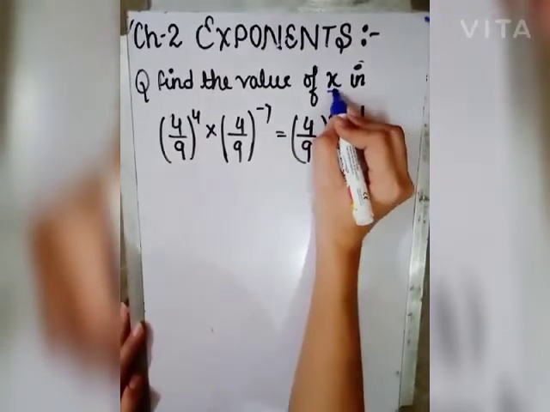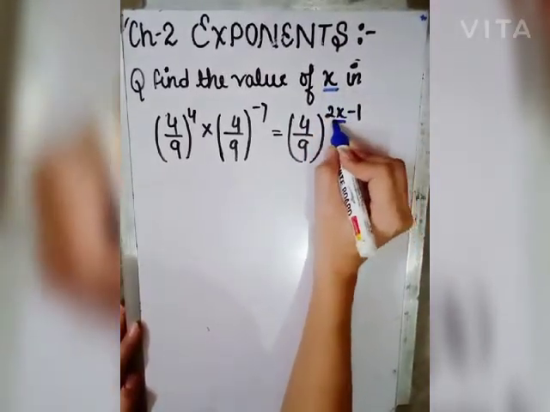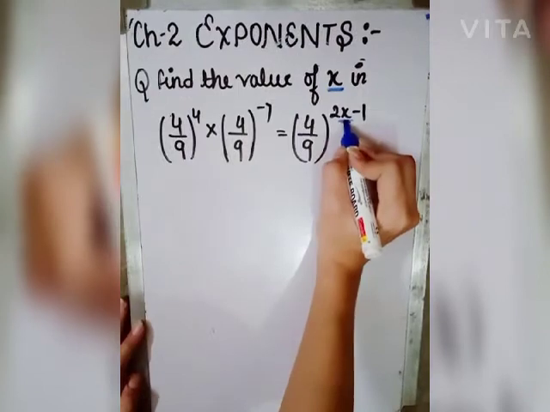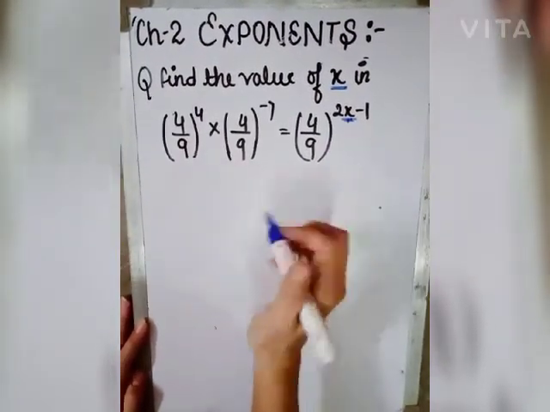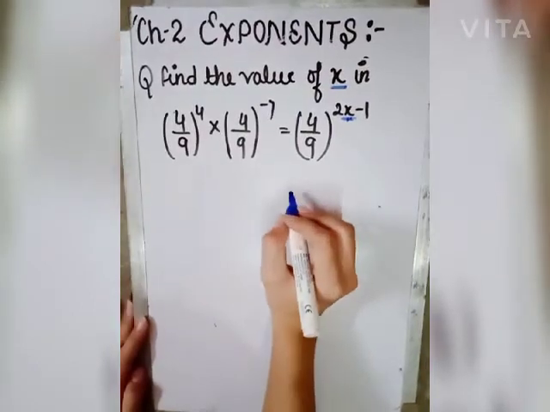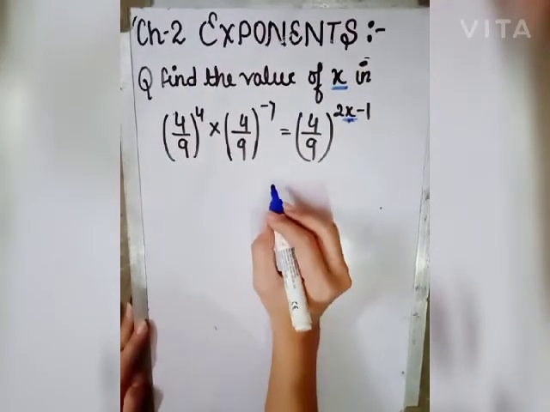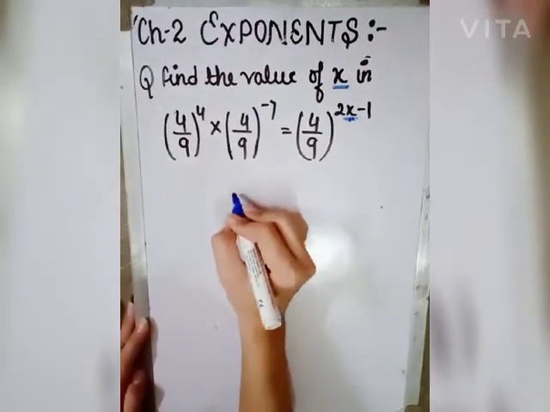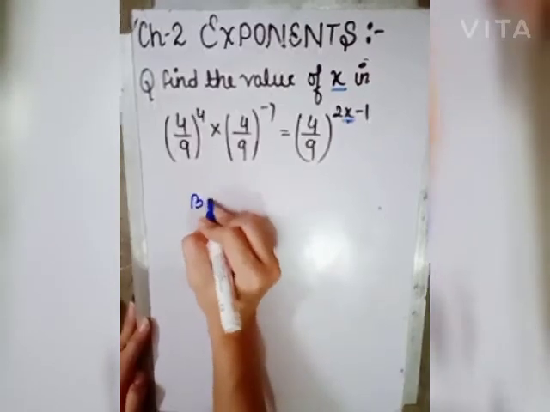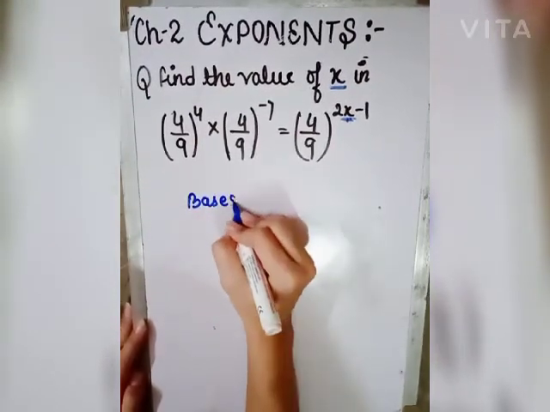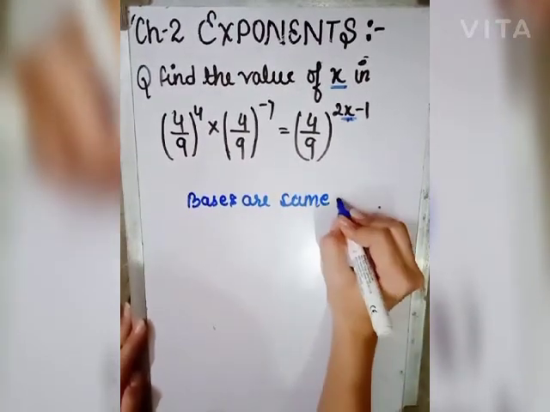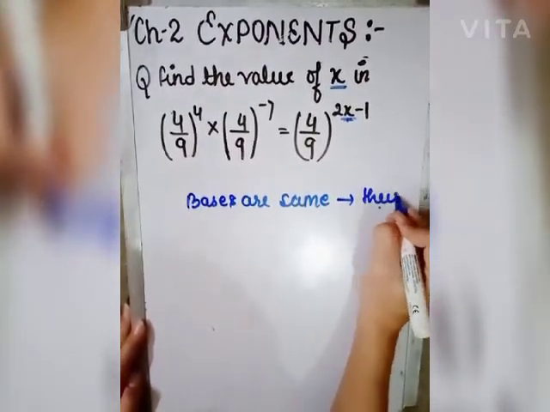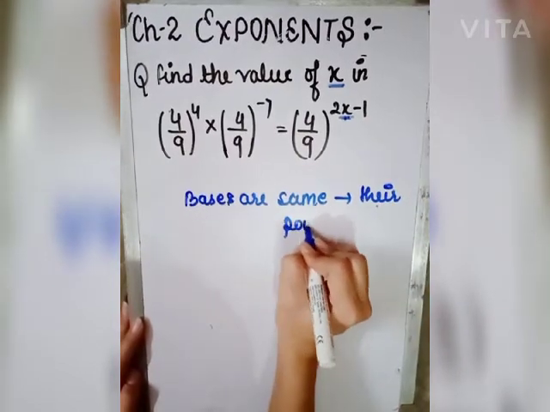Let's look at this question. We have to find the value of x. This x is given here. We have to find the value of this x. So before solving this question, just remember a concept we have already learned in the previous classes. Whenever the bases are the same, their powers will be equal.